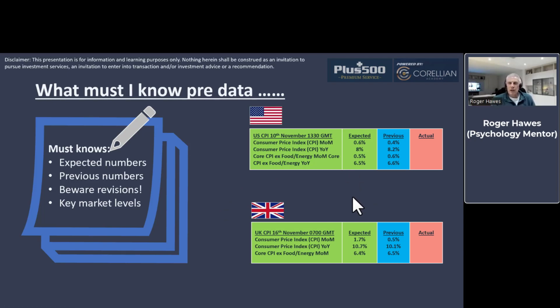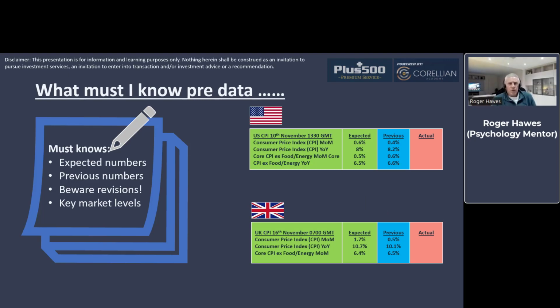What we've got here is the expected number and the previous, so we can see what trend. And we should have these at hand. So why not stick it on a Post-it note? Put it on your screen, put it on your desk, make sure it's there and clearly available for you to interpret immediately.